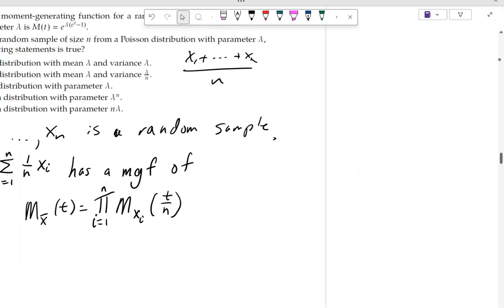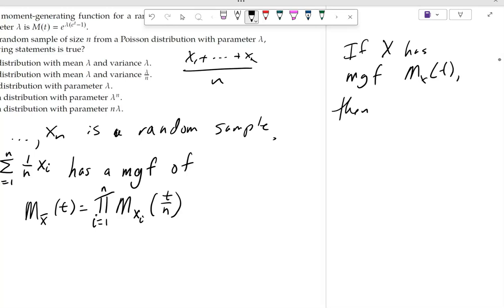So if x has moment generating function m sub x of t, then y equaling a constant times x has moment generating function that. I take out the t and plug in a constant times t. That's in general.